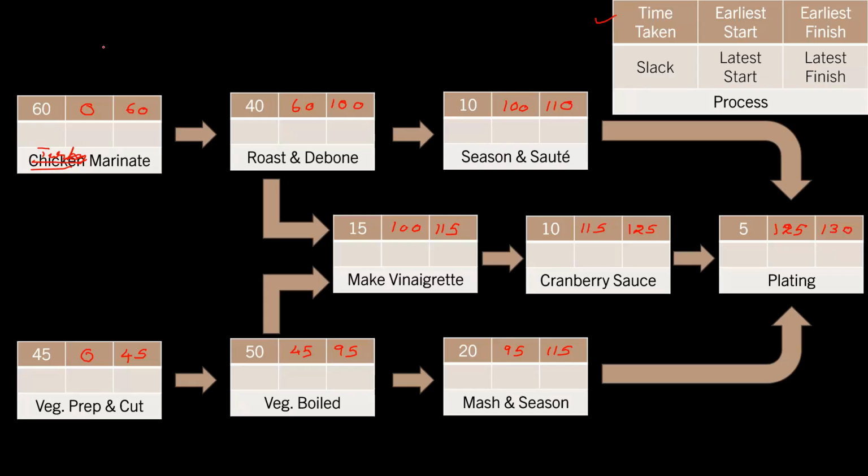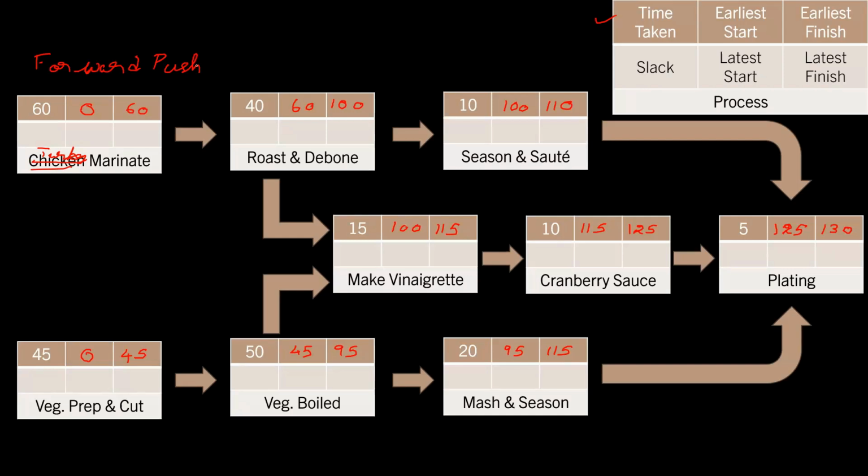And this way of figuring out earliest start and earliest finish is what we call a forward push. So we have done the forward push. Forward push means we start at the beginning and we go sequentially figuring out earliest start and earliest finish to the end, based on the time required for each and every process to be done. And like that, we figure out earliest start and earliest finish.